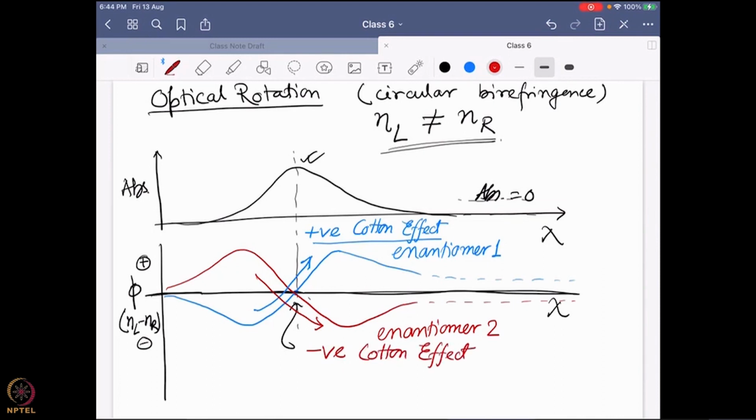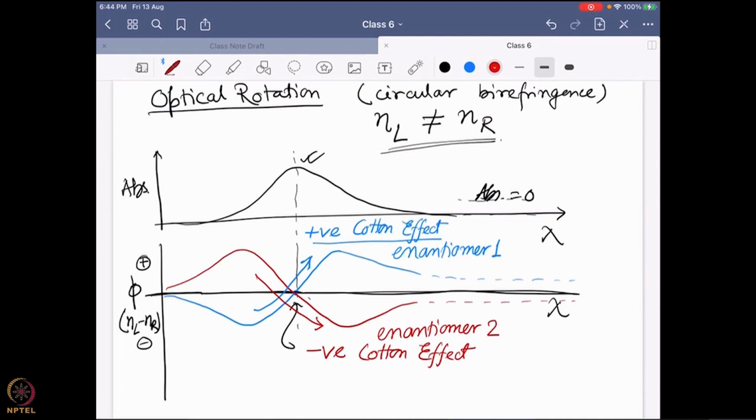So that is the first important part. Optical rotation is dependent on the absorbance data or the wavelength. Where it is absorbing the most, over there you are going to see the most distinct change in the optical rotation values. They actually change their direction, and depending on the final direction of the optical rotation value, you can say it is a positive or negative Cotton effect.